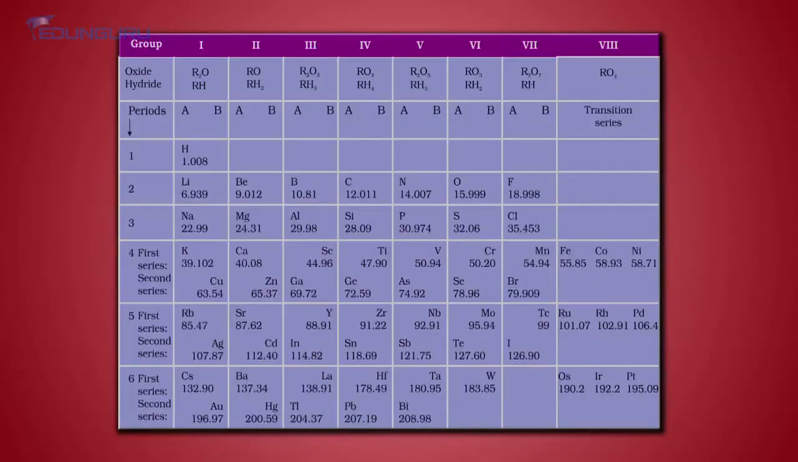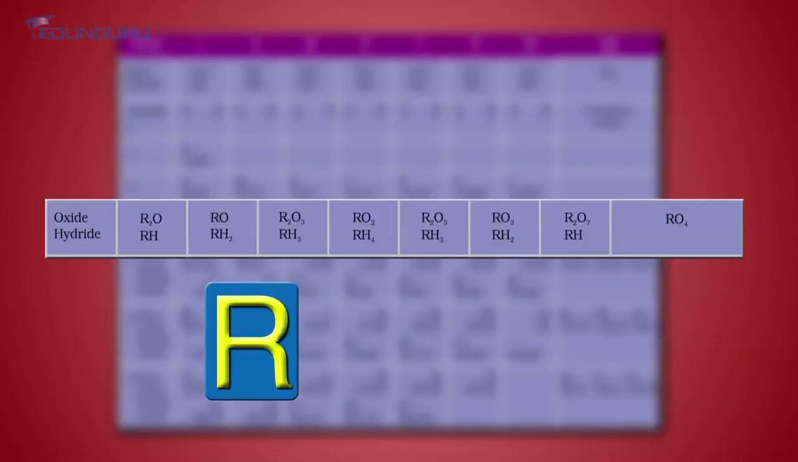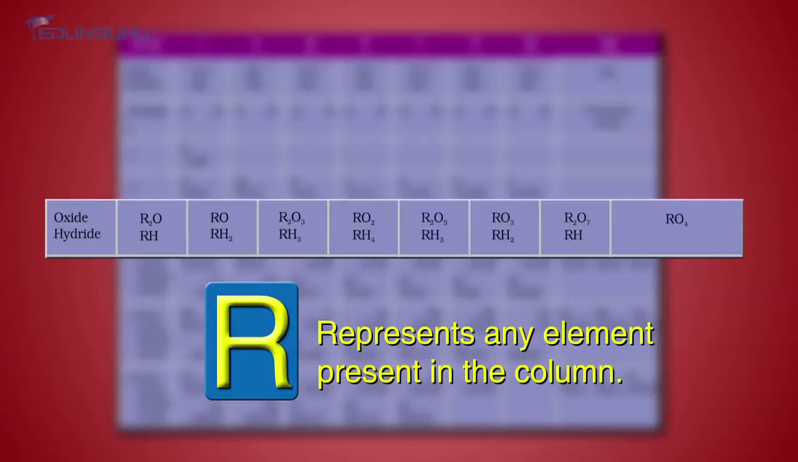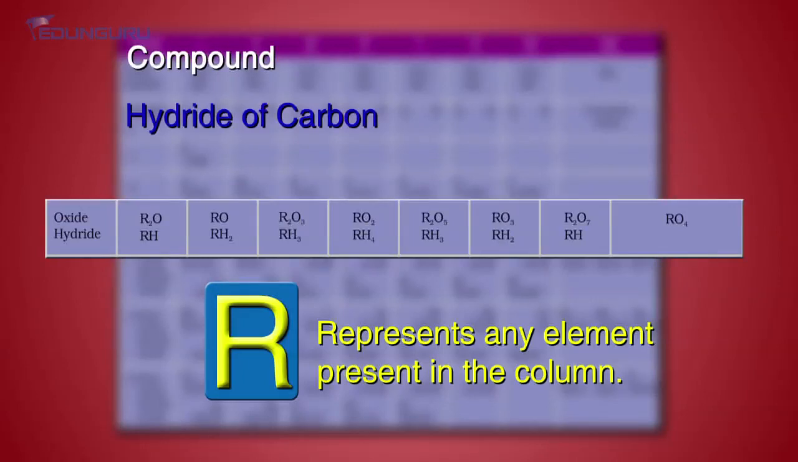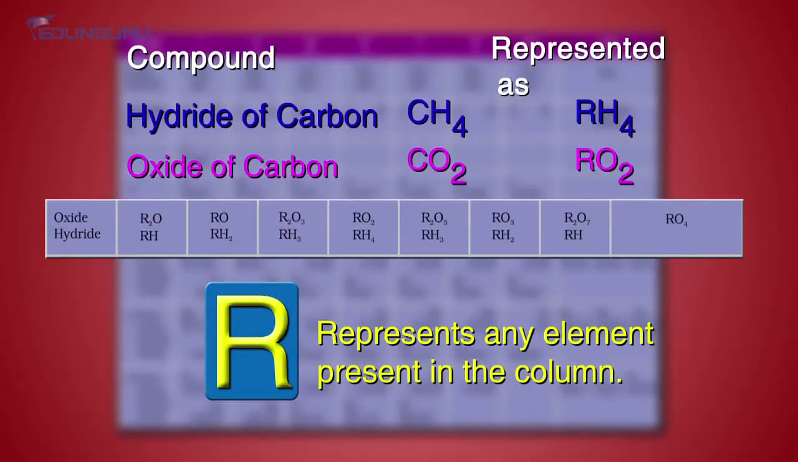And if we see the periodic table, we will find that the formula of the hydride and the oxide of the elements is given on the top of the group. The letter R is used to represent any of the elements present in the column. For example, the hydride of carbon, which is CH4, is represented as RH4, and the oxide of carbon, which is CO2, is represented as RO2.